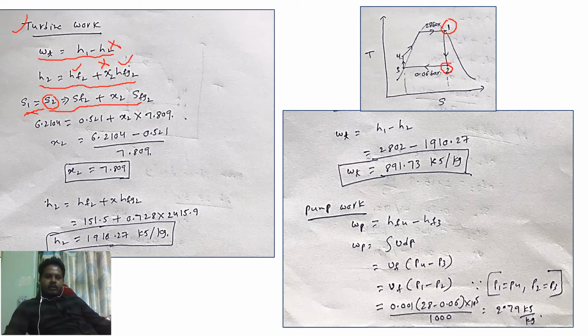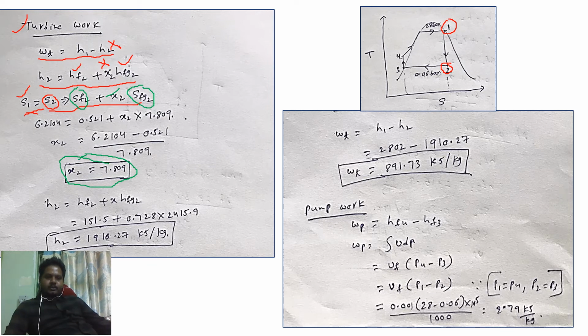Here we know the value of S1 and also the values of SF2 and SFG2. These values we have taken from the steam tables. Once you substitute the values, you will get the X2 value from this equation. So now X2 equals 7.809. This is the dryness fraction at point 2 in the TS diagram.